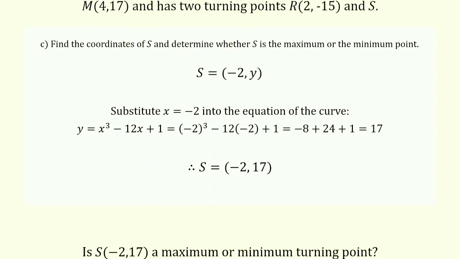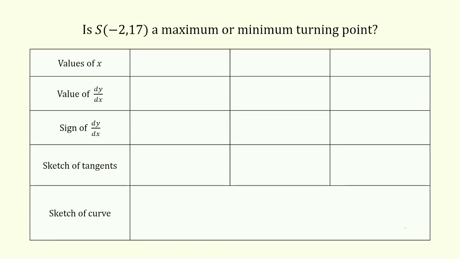Now we need to determine if it is a maximum or a minimum turning point. We can do this by using the nature table of dy/dx. So on the first row of the table, we will write the value of x, which would be x minus 1, x and x plus 1. So it will be negative 3 for the first column, negative 2 for the second column, and negative 1 for the third column. For the second row, we will substitute those x values into the dy/dx equation. So the value of dy/dx for the first column would be 15, second column would be 0, and the third column would be negative 9.